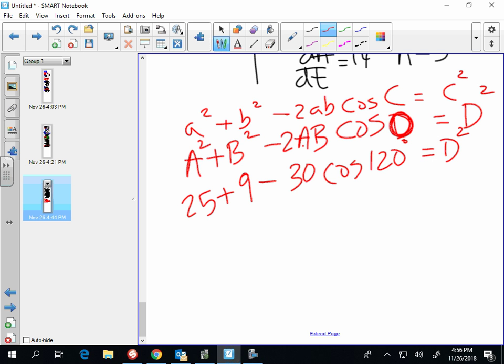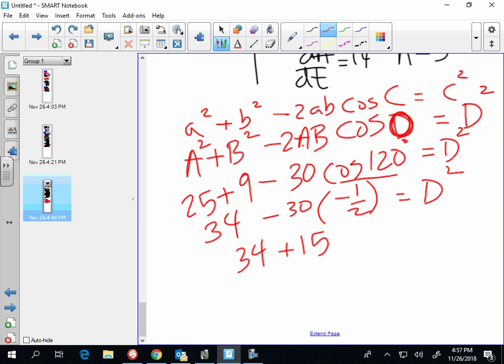Hey, this is just us finding d. We haven't even taken a derivative yet. All right, what's the cosine of 120? Well, the cosine of 120 is negative a half times negative 30, and over here we have 34 equals d squared. So I end up with 34 plus 15 is d squared, so d squared is 49, and so d equals 7. Whew. All right, so now we know d is 7.